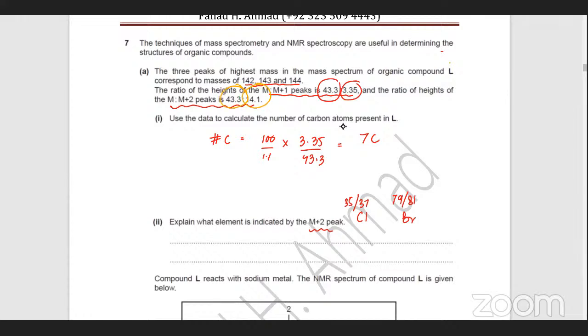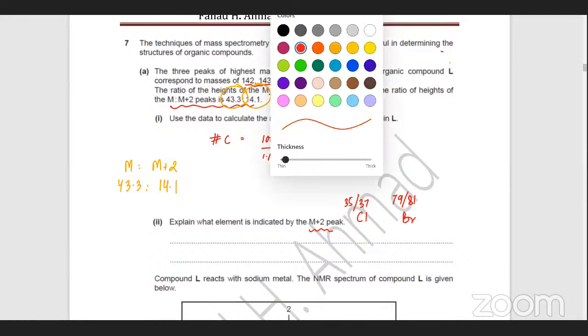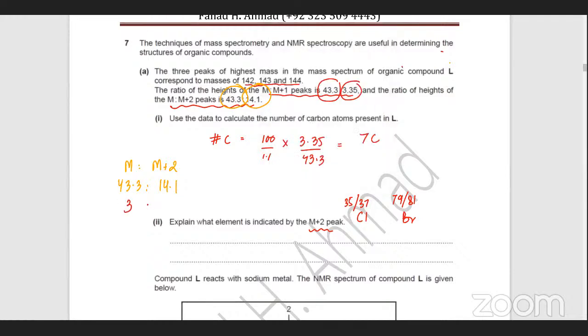इसको अगर मैं बड़ा करके लिखूं, तो 43.3 and 14.1. So the ratio is coming out to be approximately 3:1. And this ratio matches with the ratio of chlorine. Because the chlorine isotopes, their abundance is actually 3:1. So usse wo match kar raha hai. So iska matlab hai there's exactly 1 chlorine.